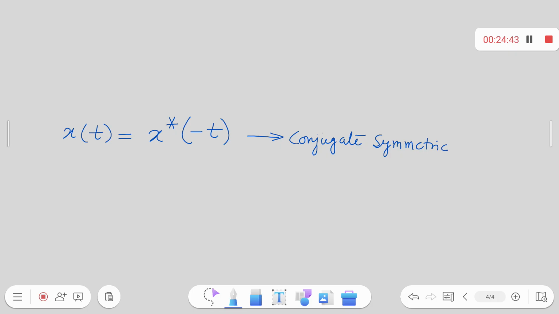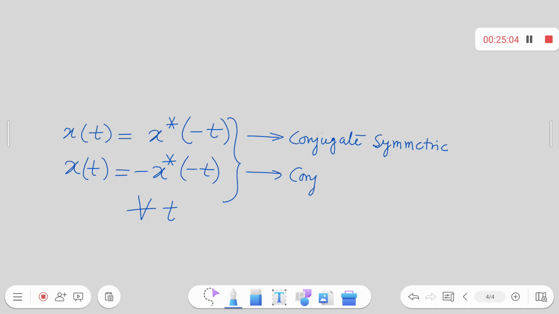On the other hand, if I have a signal x of t which is equal to minus x star of minus t, and that has to hold for all t, that is also important, that both of these conditions are true for all t, then it is known as a conjugate antisymmetric signal. One is known as conjugate symmetric, the second one as conjugate antisymmetric.